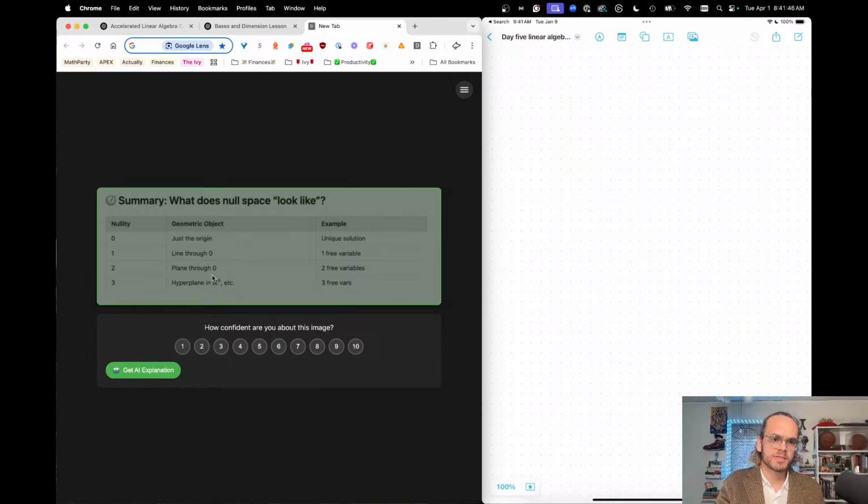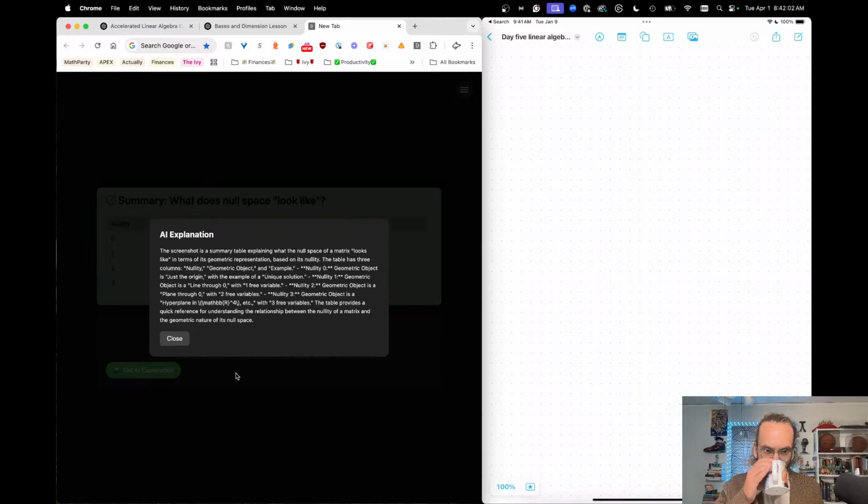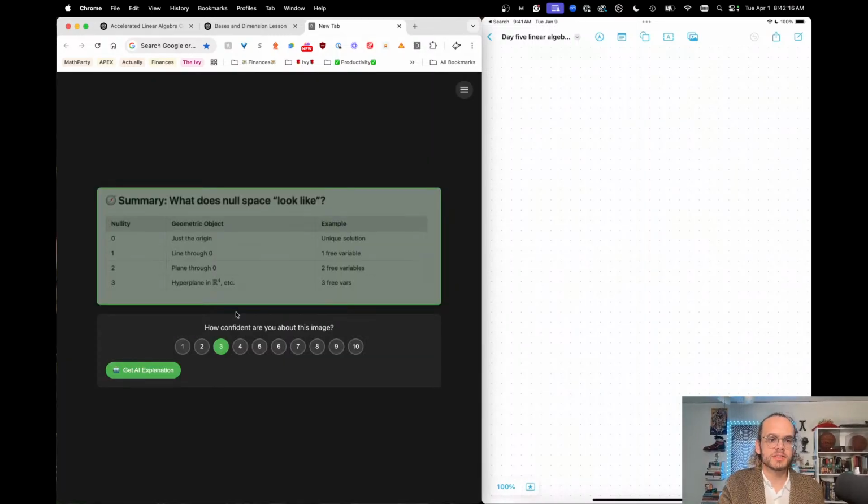But I can get an AI explanation of this. What does null space look like? If it's just the origin, it's a unique solution. If it's a line through 0, that's one free variable. So this is like a 3 for me on the confidence scale. If I get the AI explanation, let's see if this still works. I only tested it one time at the end of my stream last night. So it explains it, but it doesn't give a real explanation of what the concept means. So I'm going to have to edit that a bit, but you see it's a starting point at least for being able to have my notes come.